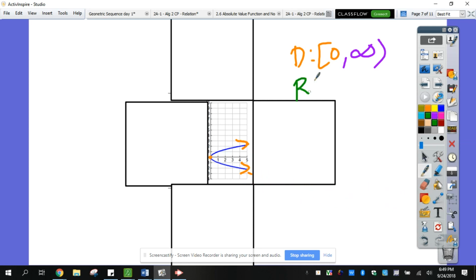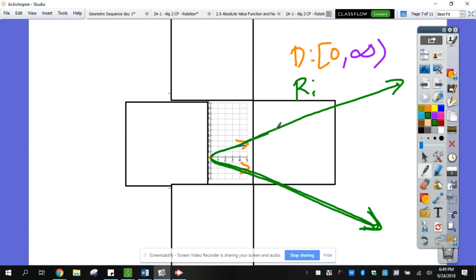While for the range, which we look at from bottom to top, this is the bottom portion and this is the top portion. So from the bottom going to the top, that tells us that all values of the negative, because it is going down, and all values of the positive, because it is going up, so it's all real numbers. And that's how you find the domain and range of a given relation.